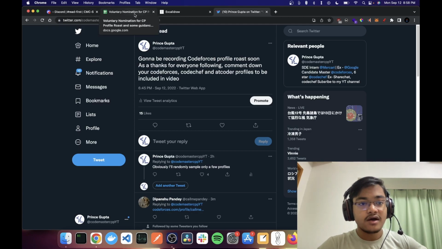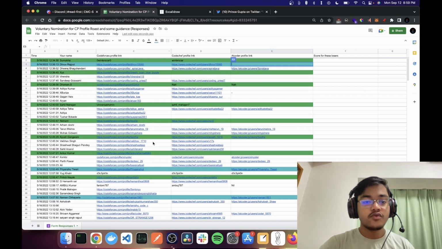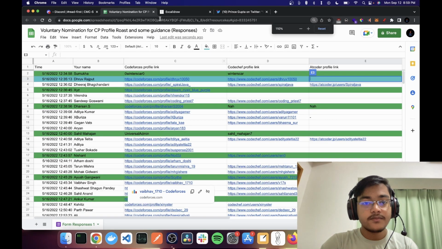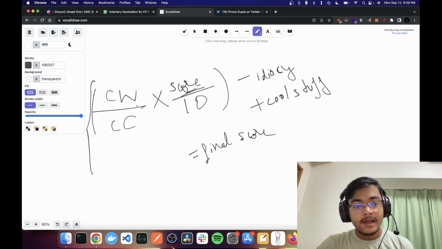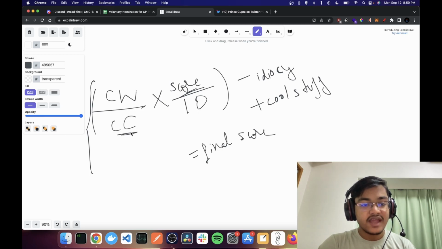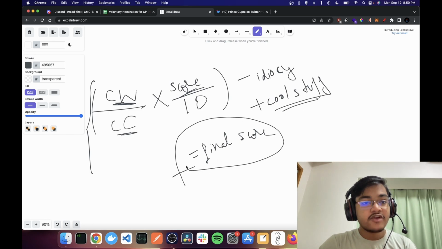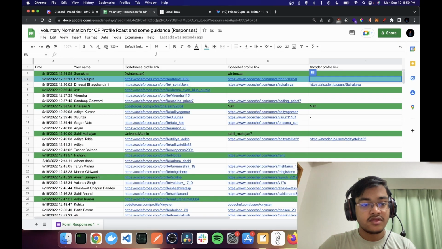And with that said, let's talk about how I'm gonna be scoring these losers. This is the formula I'm gonna use. I'm gonna give them a score out of 10, and I'm gonna compare how many common contests we have versus how many contests they win in. So this score minus anything idiotic they do, so idiocy, and anything cool they've done, so plus cool stuff, that would be the final score. And then we're gonna try to find who is the winner among these people.